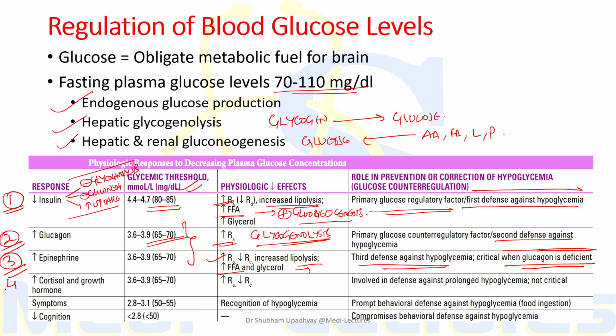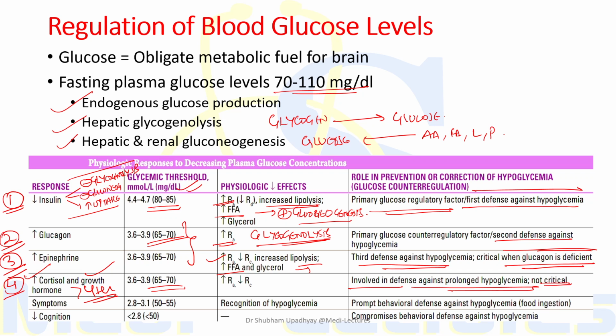Now after that, if the hypoglycemia is prolonged for more than 4 hours, this will also lead to release of increased cortisol and growth hormone at the same blood glucose levels. This is typically involved in defense against prolonged hypoglycemia but is not a critical mechanism.